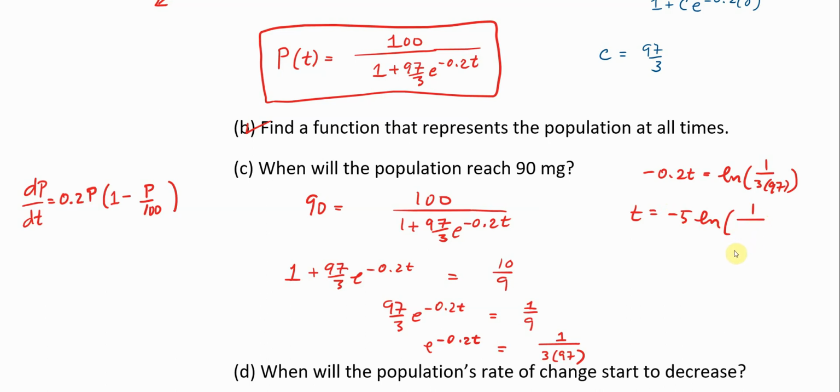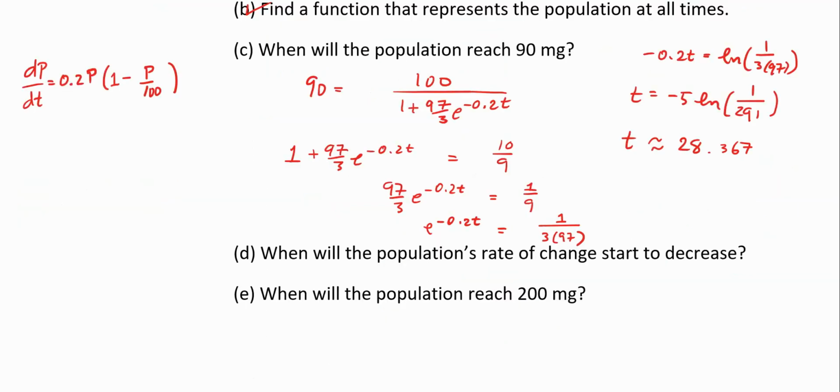And let's see if I can do 3 times 97 in my head. That's 3 times 100, so that's 300, minus 9. Sorry, that's 291. Okay. And let's see what our calculator tells us. So doing that, I got t is equal to about 28.367 years.